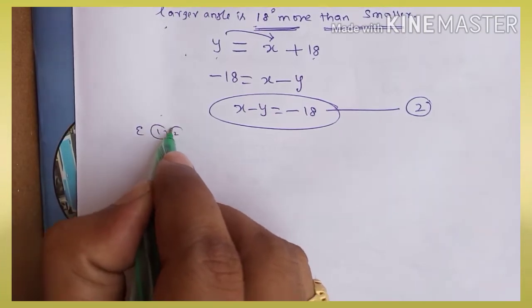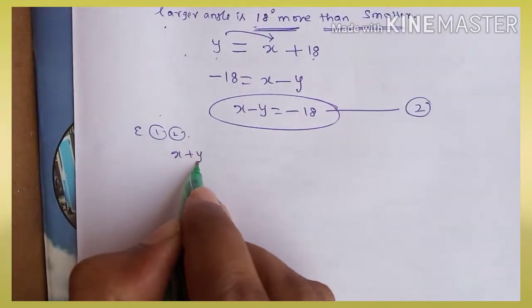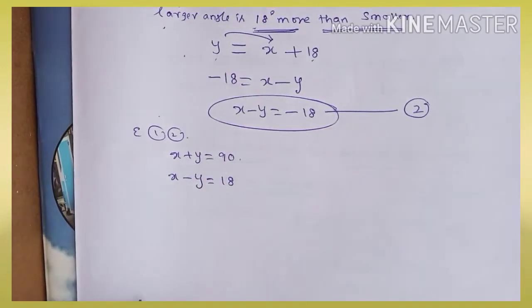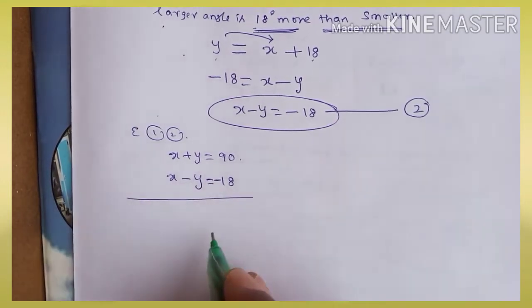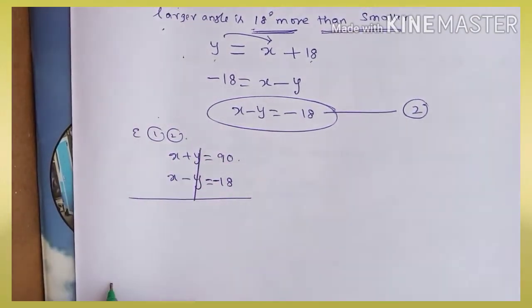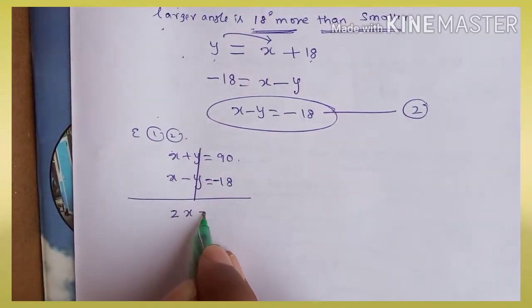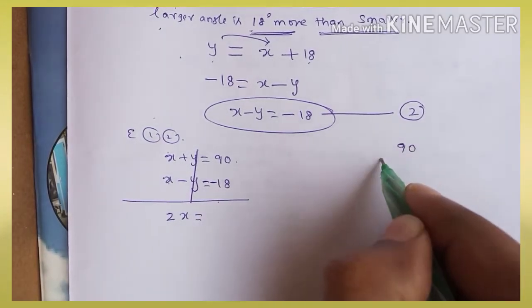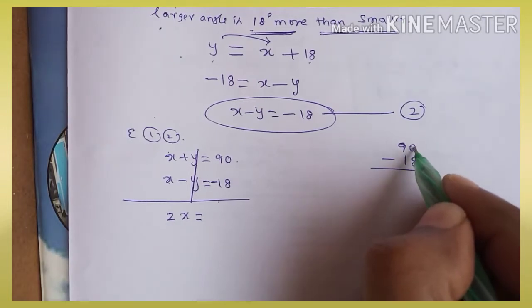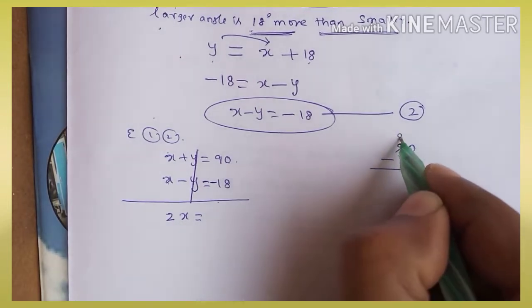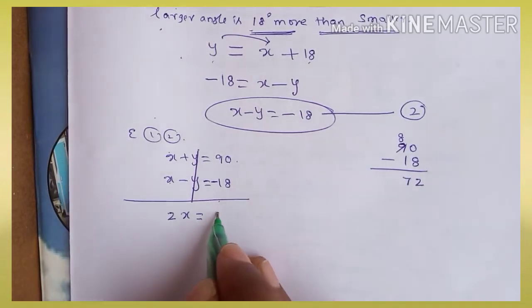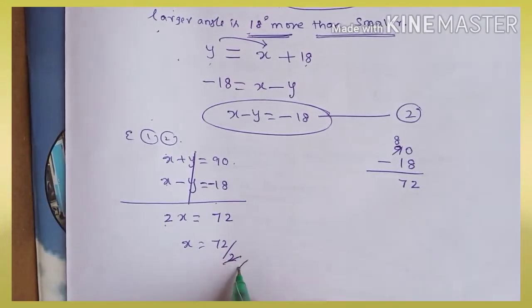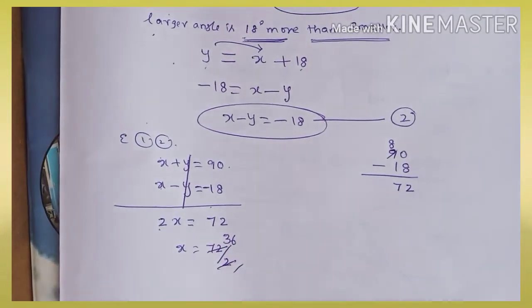From the equations 1 and 2, equation 1 x plus y is equal to 90. Equation 2 x minus y is equal to minus 18. So by direct you can simplify, plus y minus y cancel, x plus x is equal to 2x. From the 90 you have to subtract 18. So what you will get? 90 minus 18. Here 10 minus 2, 8. Here will be 8, no? 8 minus 1 is equal to 7. So 72. 2x is equal to 72, x is equal to 72 by 2, table 2, 2 ones are 2, 36.